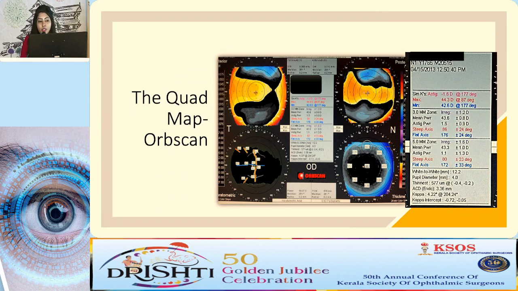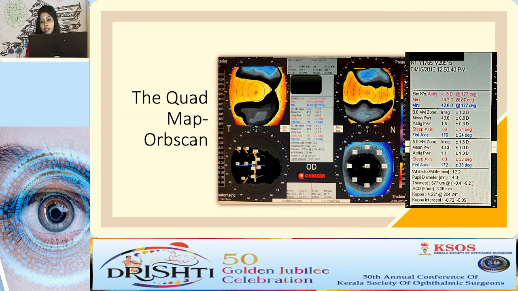So this is an OrbScan map. It is a quad map. Quad map means there are 4 maps within that. The upper left is the anterior float, the upper right is the posterior elevation map, the lower left side is the curvature map, and the lower right side is the thickness map. So this is how an OrbScan printout will look. Most of the previous hospitals have the OrbScan only, but the newest, technological hospitals have the Pentacam.